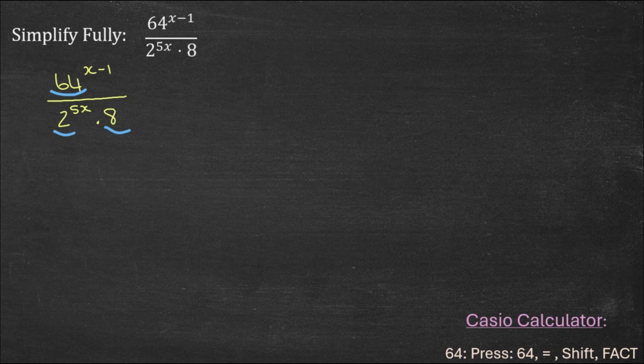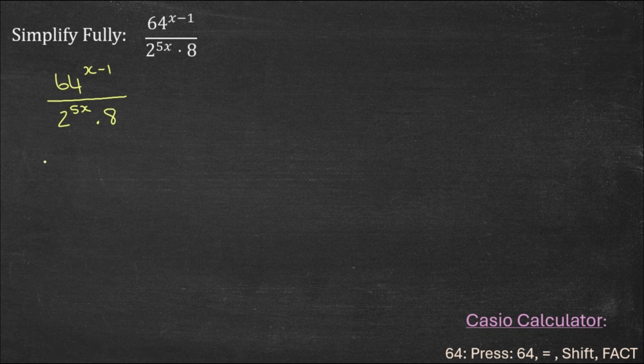I also cannot use the power of a power law on the 64 or the 8 yet because they are not written as powers. So our first job is to prepare this expression. And to do that, we rewrite the numbers that are not prime using prime bases. And in this example, the 64 and the 8 are not prime numbers. And once these numbers are written using prime bases, we can see which bases are the same and which bases are different. And then we know which exponent laws we can apply.